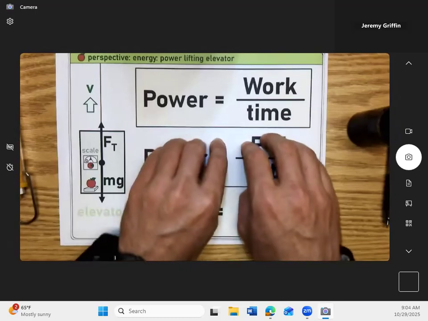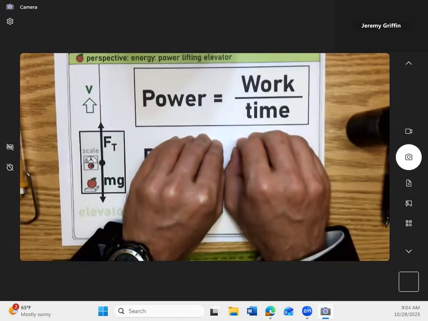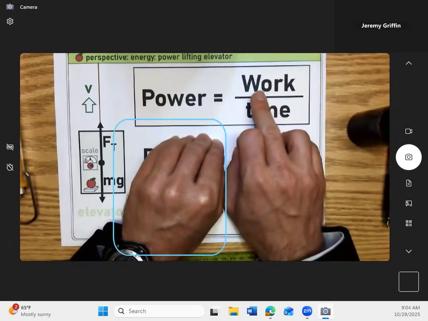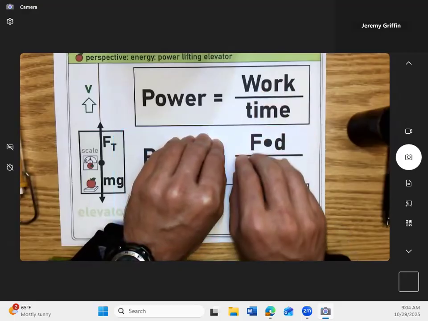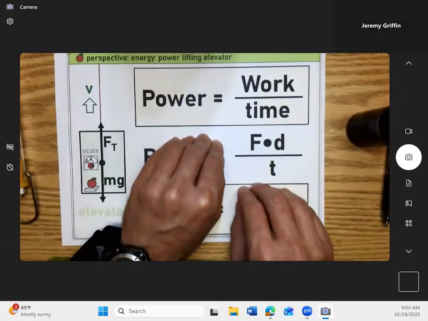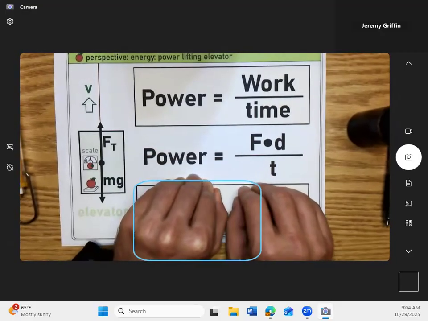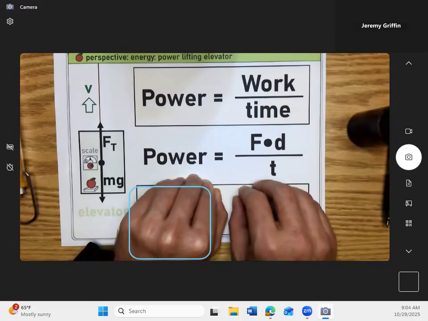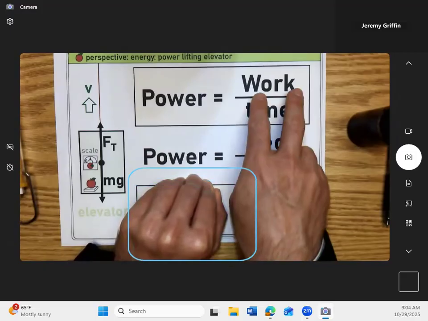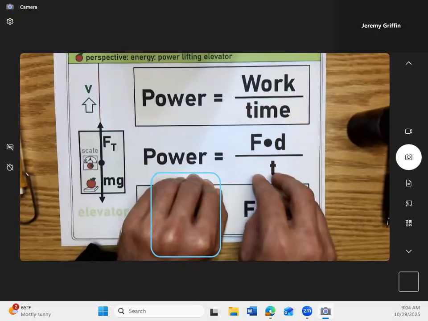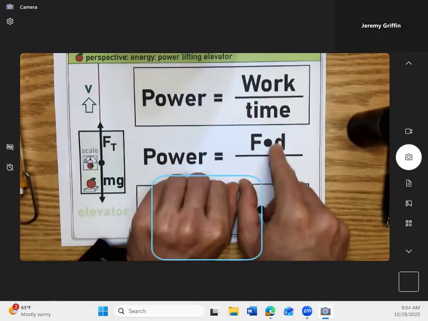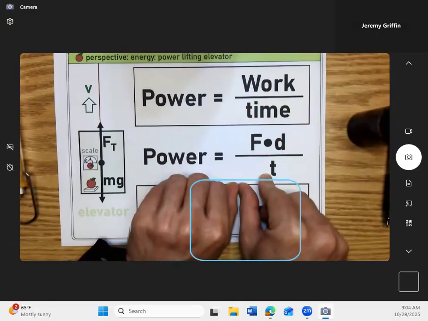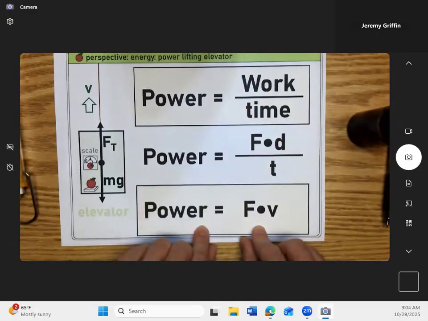Okay. Now, I'm covering this up because I want to see if you guys can figure this out. Derive this. Guys, what does work equal again? Force times distance, is that right? And then time, I'll just call it t. Is that okay? Now, what if I group these variables differently? I could work backwards. Force times distance, that's work. Or can I group together this distance over time right here? What is that called? Velocity? Force times velocity? Huh.